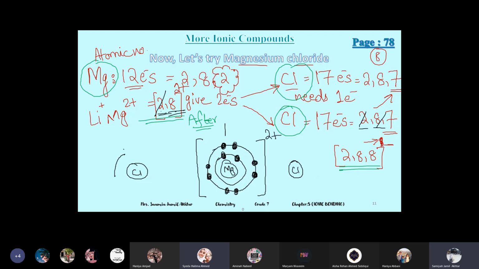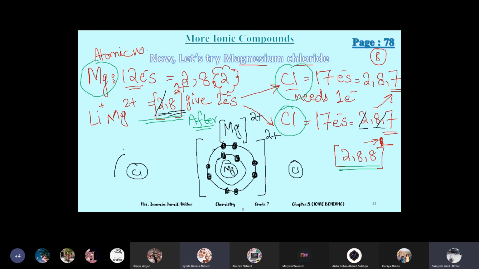Okay, or you can also just write it like this: magnesium 2 plus. Both are okay, both are fine. If you want to draw the diagram like this, if you want to draw the shells, then draw the shells. Because both of these shells are complete, if you don't draw it, then also it's fine. Mg 2 plus.